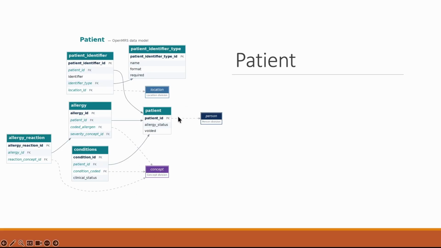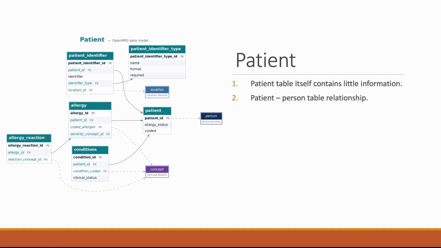Now, patient to person foreign key relationship is identifying, it's binding. So you have to have a person record to be able to enter a patient, and this is a one-to-one relationship, right?